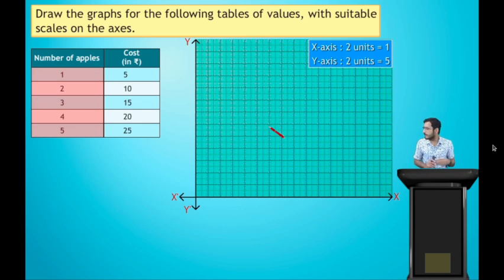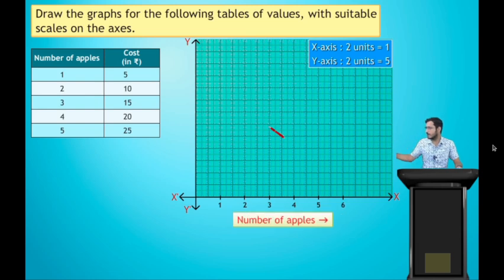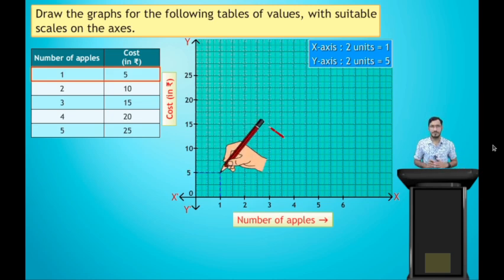Yes, the number of apples is 1, 2, 3, 4, 5. So on the x-axis we can represent the number of apples: 1, 2, 3, 4, 5. And on the y-axis, that is the cost of apples, cost in rupees. Now for the first apple, the cost is 5 rupees. So for 1 and 5, the point will be here, you can see, at 1 and 5.